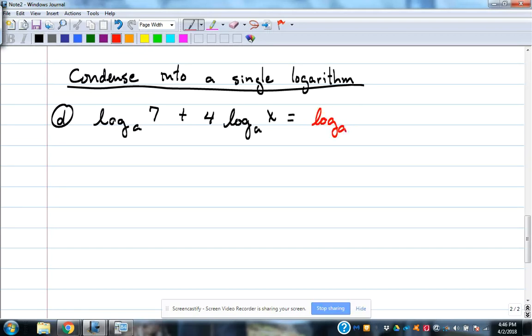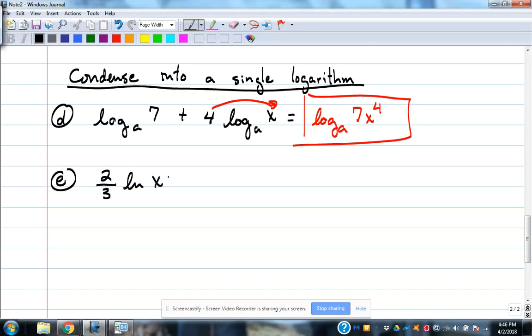Not 4x. X to the 4th power. That's the right thing, because this 4 that's in front came from up there. We put it back to the exponent. Anything that's in front of a log was an exponent, so you put it back up there. Okay, so we have log base A of 7 times x to the 4th power. And that's it. You condense it into one log. Nothing else to do there.